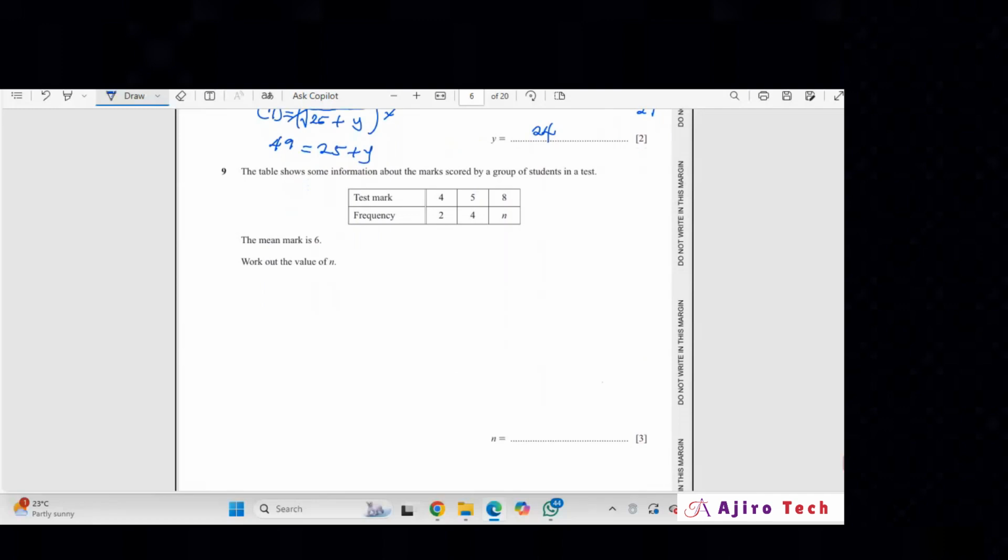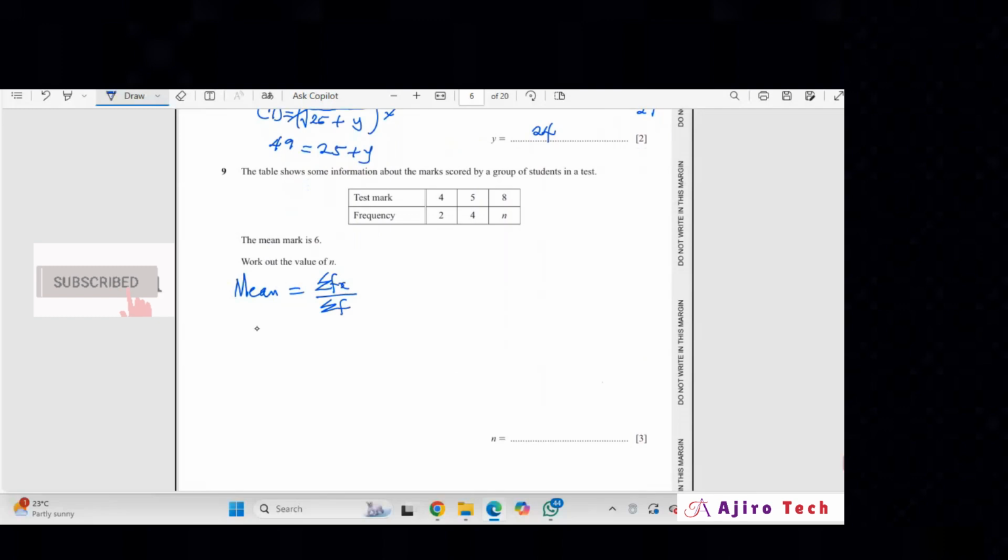Now they say the table shows some information about the marks scored by a group of students in a test. Now we have test mark, which is 4, 5, 8, frequency, which is 2, 4, n. Now the mean mark is 6. Work out the value of n. So if the mean mark is given, I'll give you a formula. Mean is equal to summation of f x over summation of f.